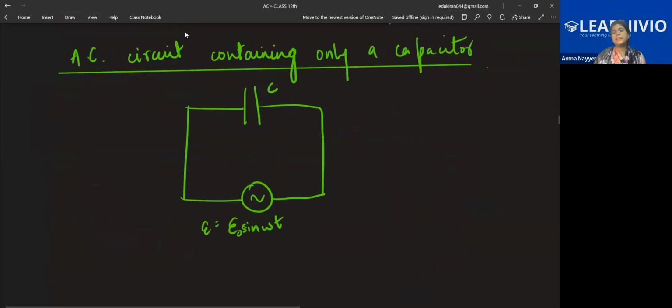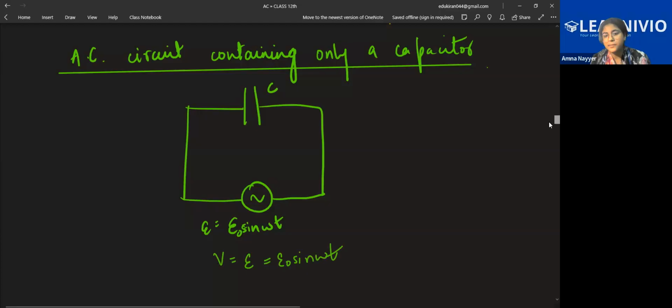Okay, AC circuit containing only a capacitor. This is the last of the individual circuits. Resistor done, inductor done, now the third one is the circuit having only a capacitor. So E is equal to E naught sine omega t. What is the potential here? Potential is E, which is equal to E naught sine omega t.